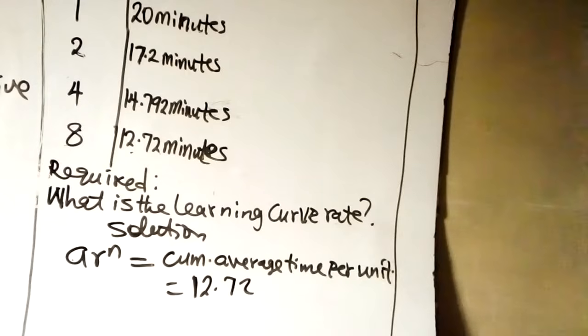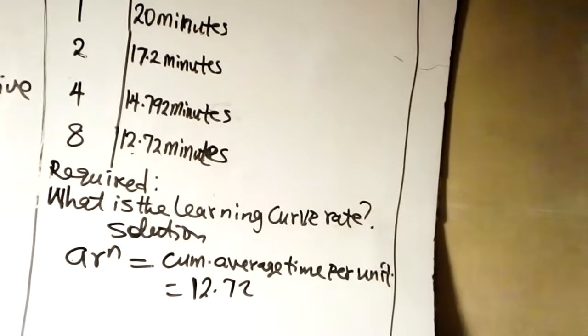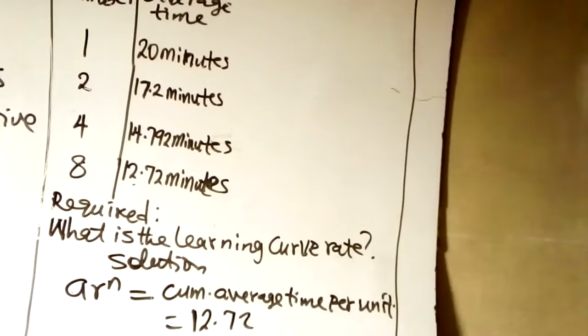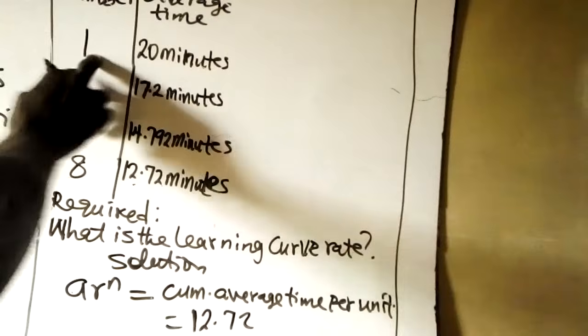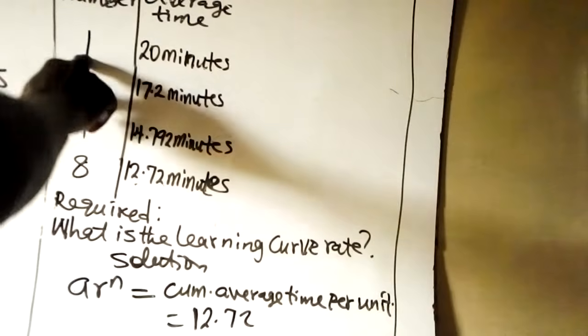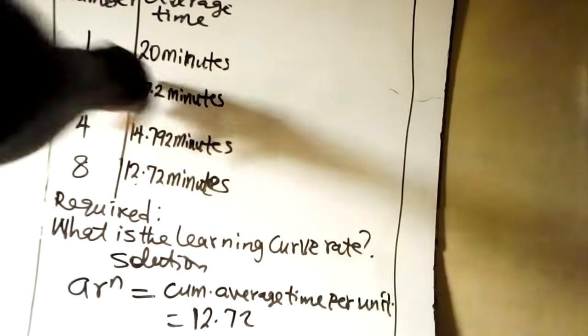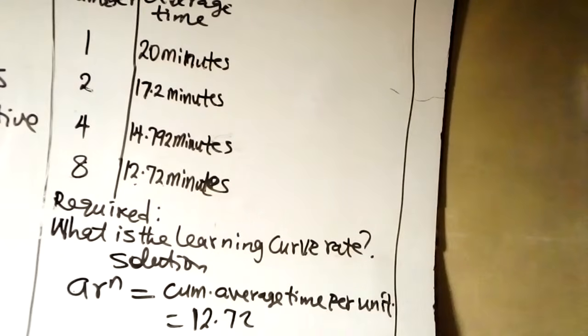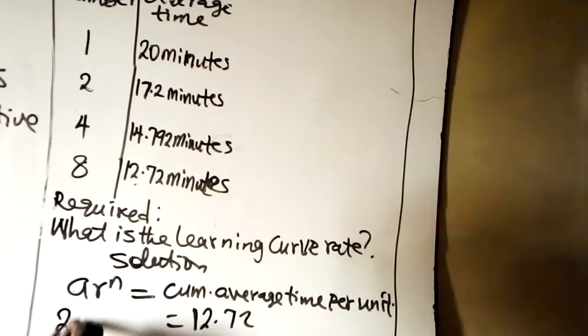Our A is, I've told you that A is the average time of producing the first batch, the first unit. The time for producing the first unit is 20 minutes. That means our A is 20.